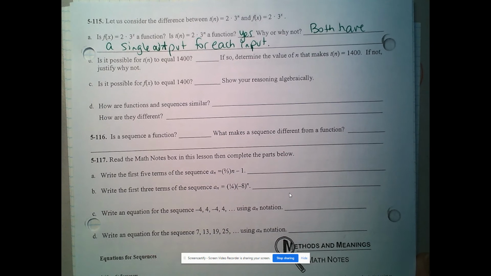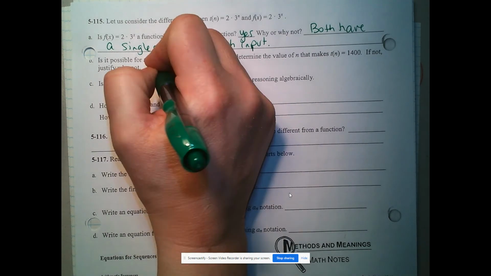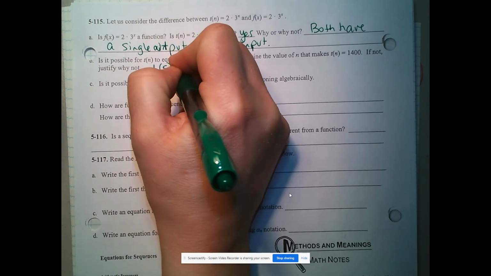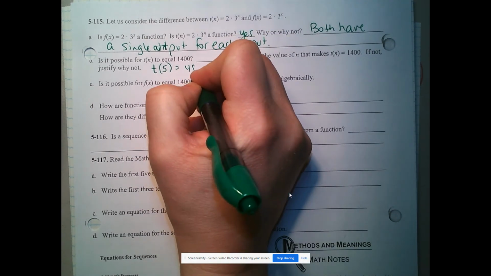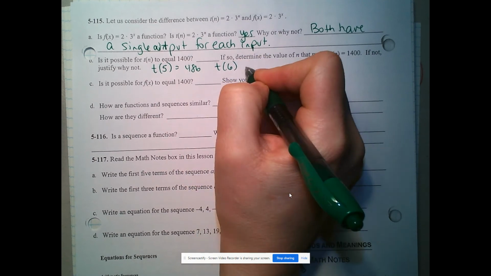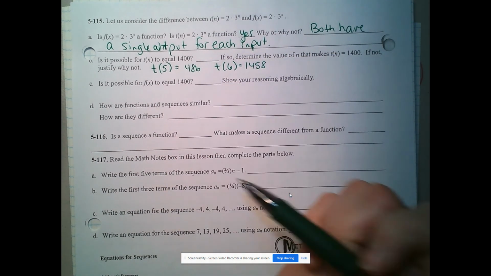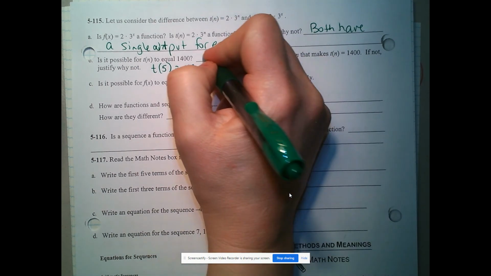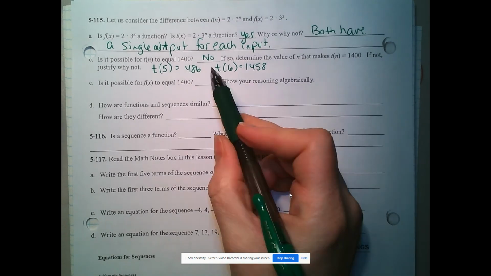If we wanted to solve, probably the easiest way to do this would be to plug in values like t of 5. So if I did 2 times 3 to the 5th, I would get 486. If I did 2 times 3 to the 6th, I would get 1,458. And that's on either side of 1400. So no, we're not going to get exactly 1400 as an output because we get numbers on either side.